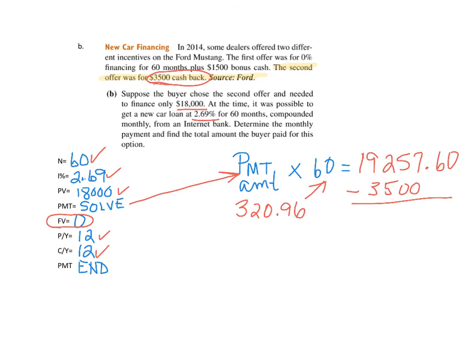So their actual cash outflow for this was $15,757.60. So looking backward, the total amount they paid, $15,757.60.